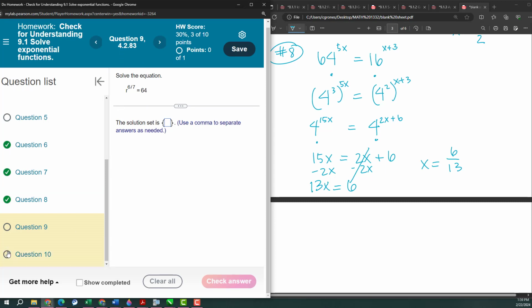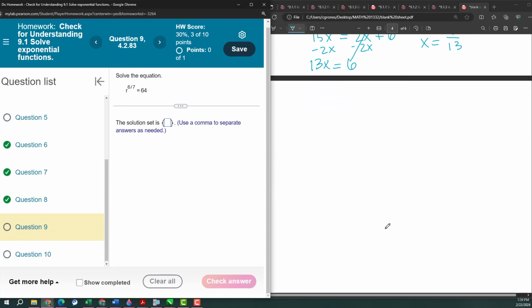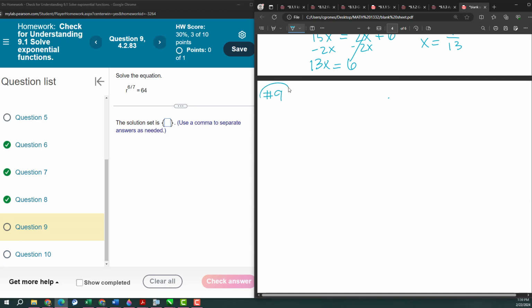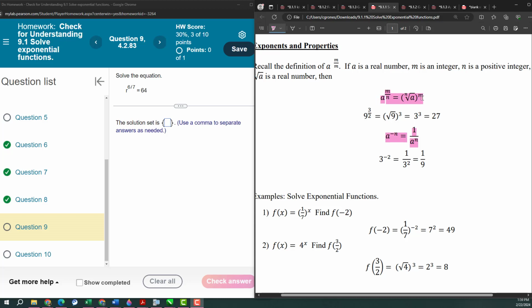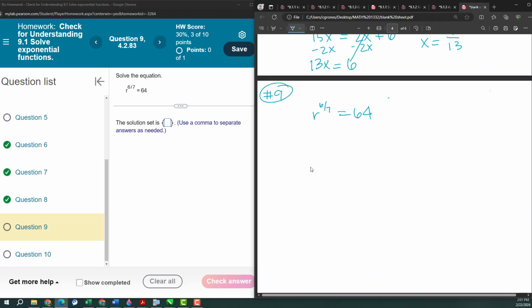And then number 9, this is also going to be on the test. So it says solve the equation r to the 6/7 power equals 64. All right, so let's look at our notes for 9.1 and look at the properties that we are given at the very beginning. It says a to the m over n equals, and we're going to use n as our root, and then m stays as our exponent. So I have r to the 6/7.